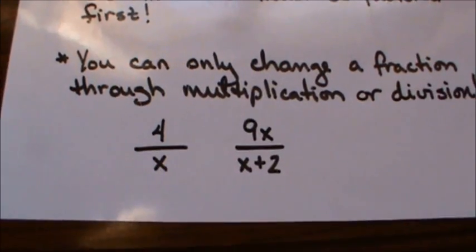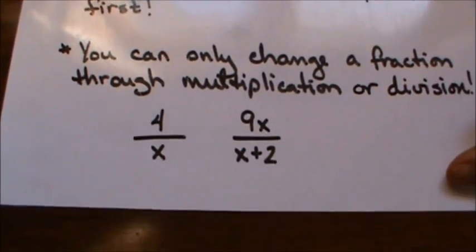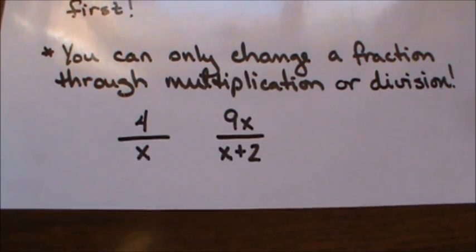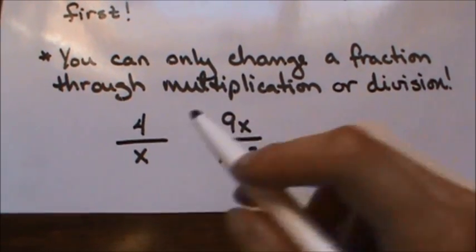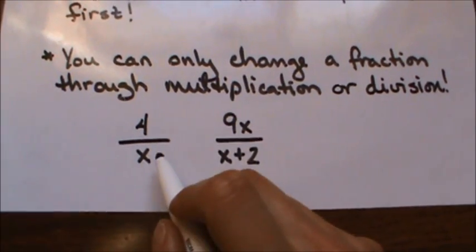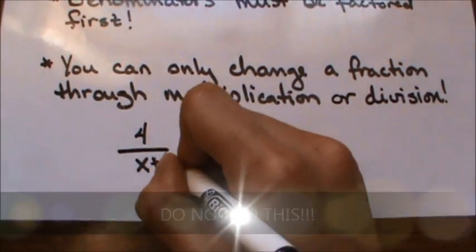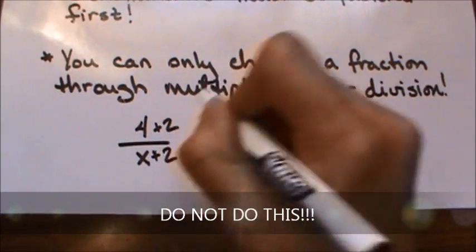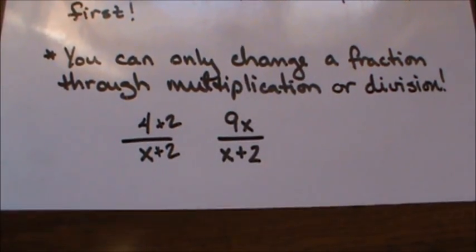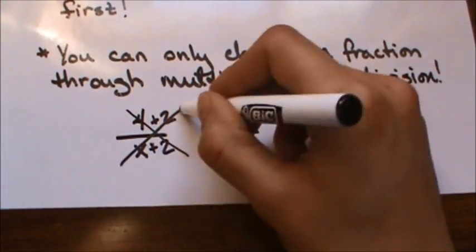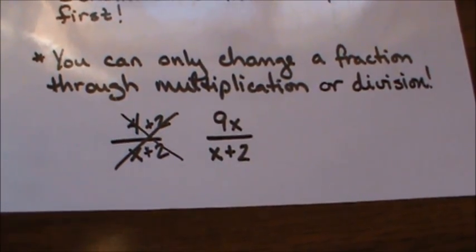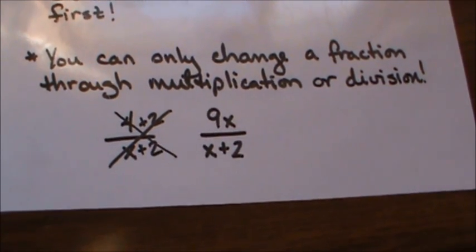And what I mean by that is, for example, this problem. We're going to want to get an LCD in this problem. And a lot of people will say, okay, here's an x plus 2 and here's an x. I can make this x plus 2 by just adding 2 to the top and bottom of the fraction. But this is something that we cannot do. Do not add or subtract to find a common denominator. You must do it through multiplication or division alone.